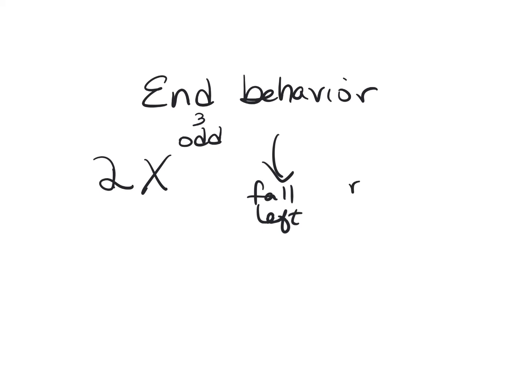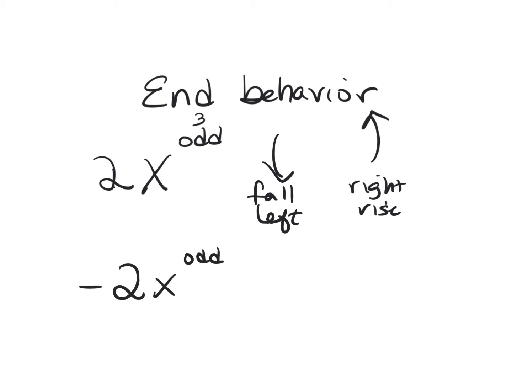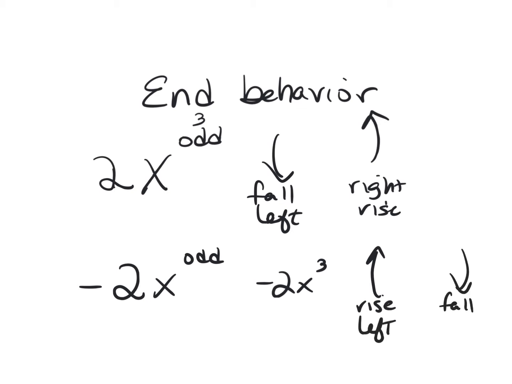And it's going to rise to the right. So this is going to be the end behavior of your graph. If this is a negative number in front of the x raised to an odd power, for example, negative 2x to the third, then it's going to rise to the left and fall to the right. You need to memorize these patterns, okay?